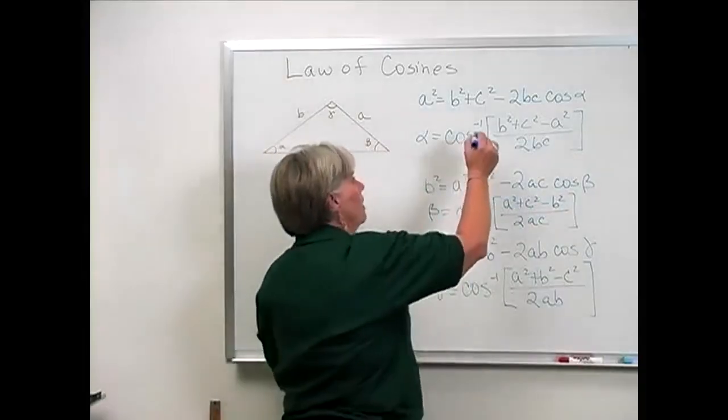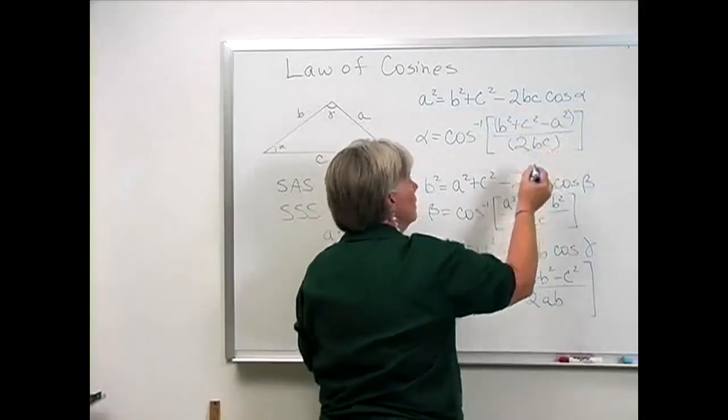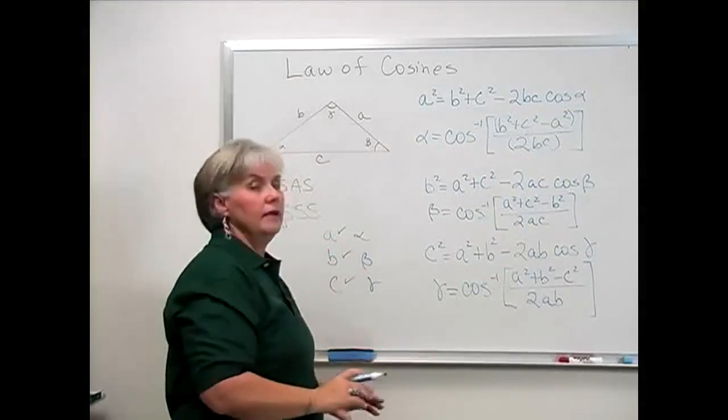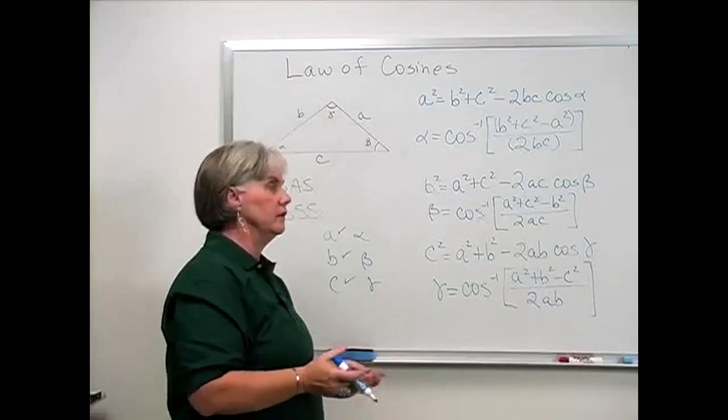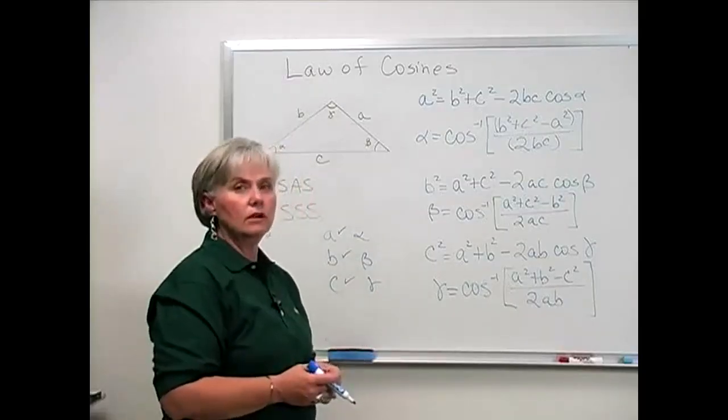Now, I want to warn you about one thing. When you use your calculator to find the angle and you're using cosine inverse, make sure you put parentheses around the numerator and the denominator, and then around the whole expression, otherwise it won't come out for you. So now we're going to look at an example using the law of cosines.